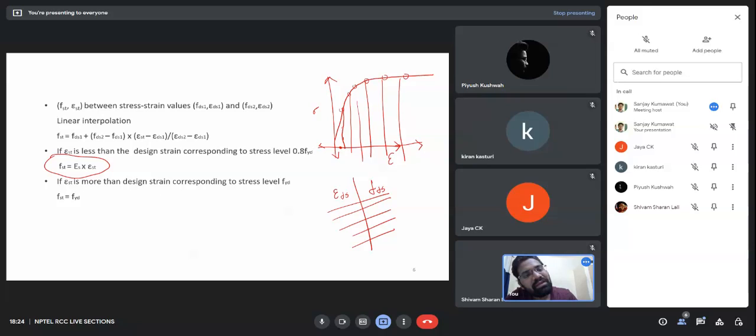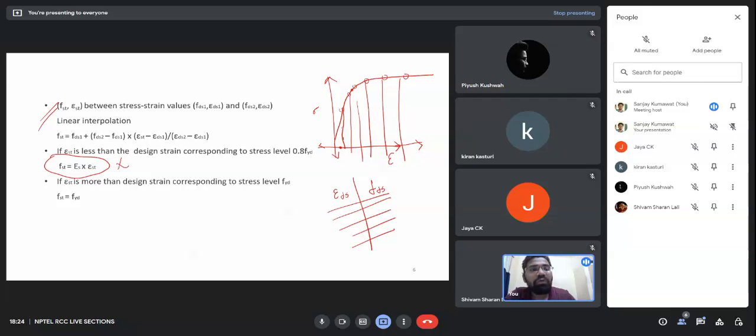Now suppose my strain lies in between these 2 points. So between these 2 points I cannot use this formula. What I need to do is linear interpolation. I do the linear interpolation between these 2 points to find the stress value for this.